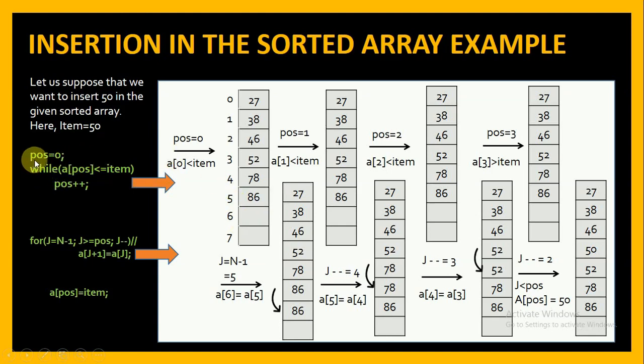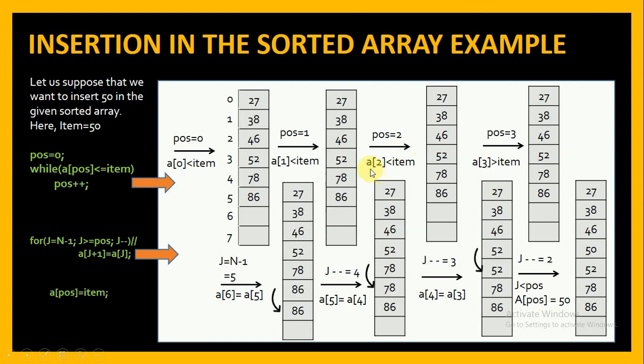To find the position, initially we are initializing pos to 0 and we are saying while a[pos] is less than or equal to item. So look, pos equal to 0, a[0] less than item. What is a[0]? a[0] is 27 and item is 50. So 27 is less than 50. So the condition is true and pos will be incremented by 1. So pos will become 1 and now again I will check whether a[1] is less than item or not. a[1] is 38 and item is 50. So 38 is less than 50. So again the condition is true and pos will be incremented. Now pos will become 2.